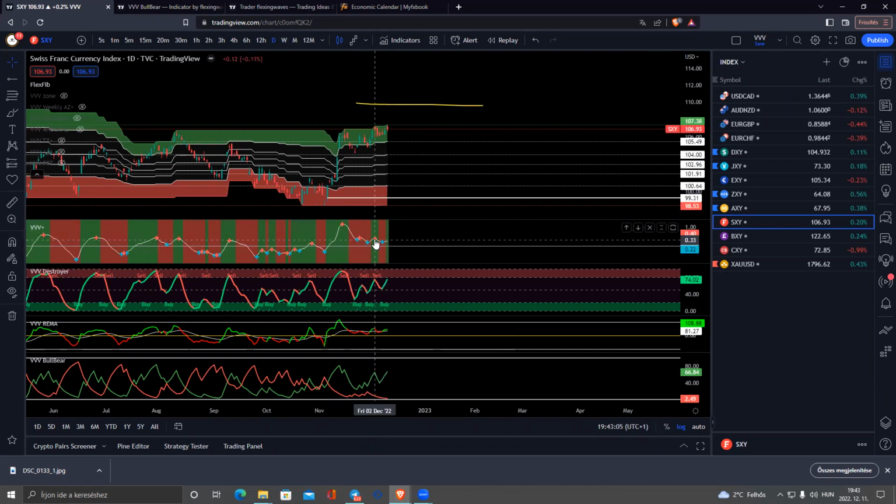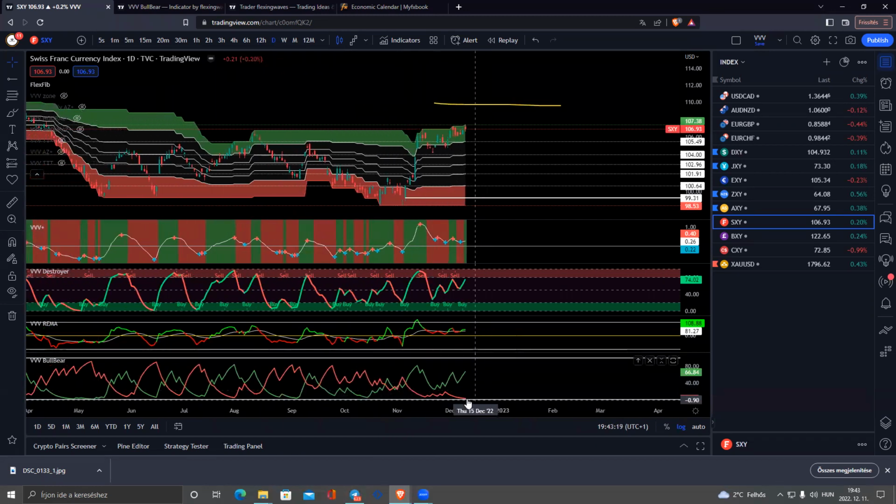We are above the zero line, getting the green zone buy signal on the destroyer cross in the REMA, and as you see on the bull bear also, the bulls are dominating, but the bears are reaching almost the oversold zone. They are in the oversold zone actually, not like they were here. This could mean a correction first and then an up move, right?